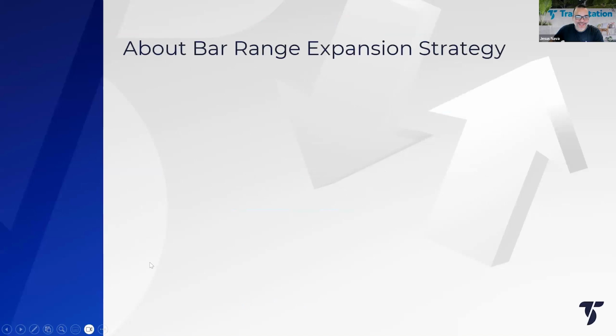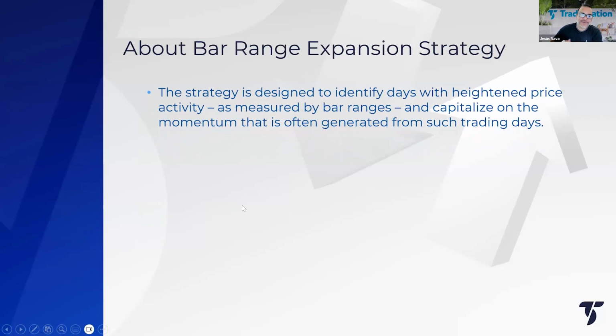Let's talk about this strategy called the bar range expansion strategy. Some of the things that this strategy is going to do is identify the days with heightened price activity. In the title of today's presentation, we said that we were going to trade volatility, and we're using the range of candlesticks as a measure of volatility. When the range gets bigger, of course, prices of the security move significantly, and it's a clear indication of volatility or heightened price activity, and we're going to leverage that activity in this strategy.